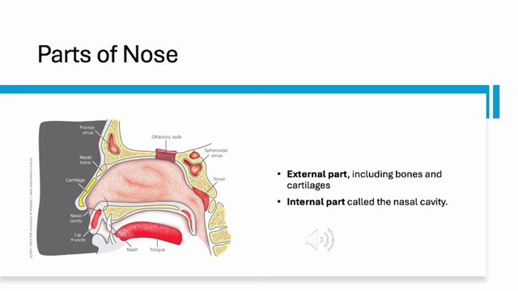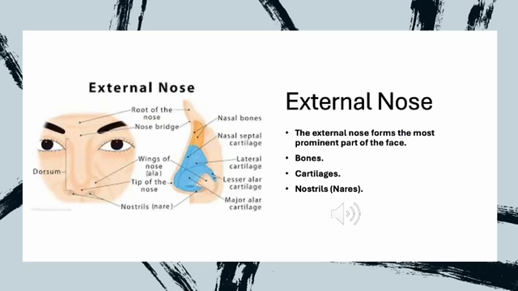The nasal cavity is divided by a septum into two passages and features structures like the turbinates for warming and humidifying air, and the olfactory epithelium for smell. The nasal passages are lined with a mucous membrane containing cilia to filter air, and they are connected to the paranasal sinuses. The external nose forms the most prominent part of the face.